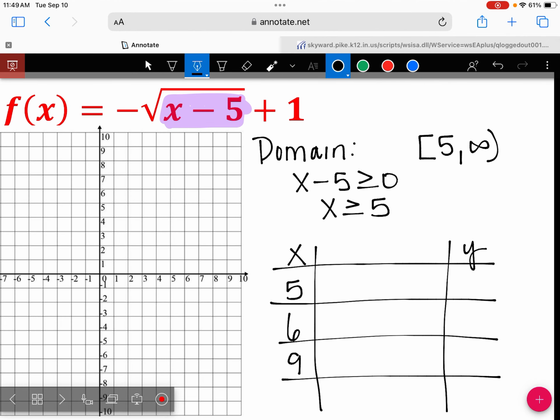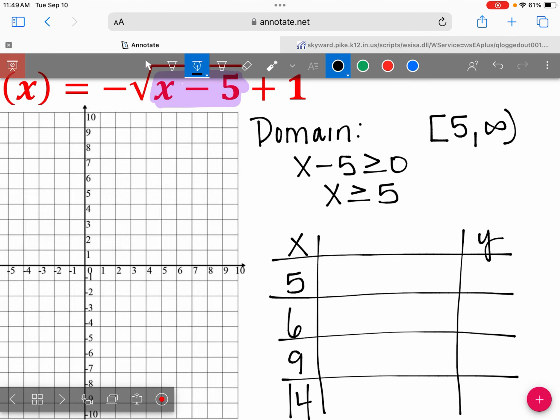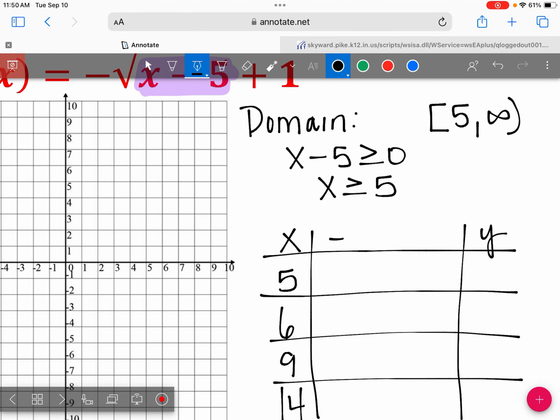All right, let's do it the right way, sorry. So what would be the next one then? 9. Okay, so the next one would be what? 4, 9. So I would have to do 14, because 14 minus 5 would give you 9. So there we go.